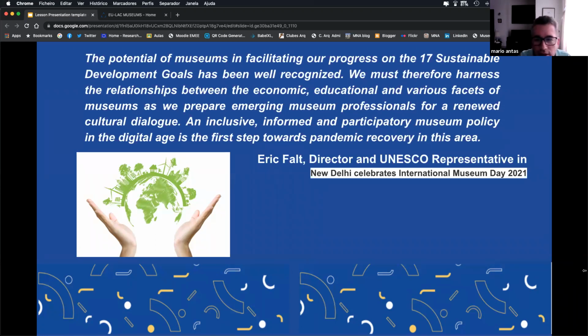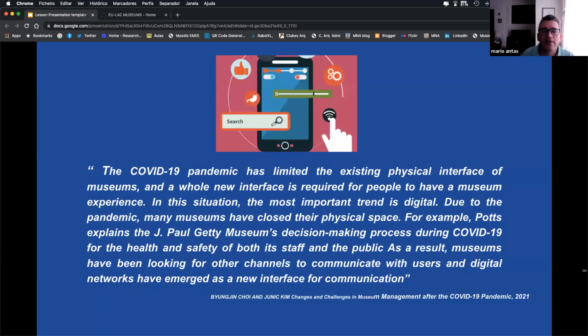When we look to this sentence, you see that an inclusive, informed, and participatory museum policy in the digital age is the first step towards pandemic recovery in this area. So museums have to be a presence in the digital era and have to communicate through these channels.